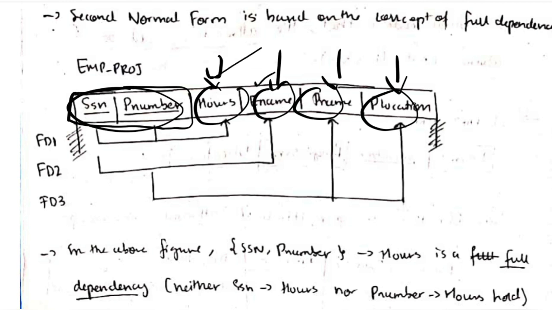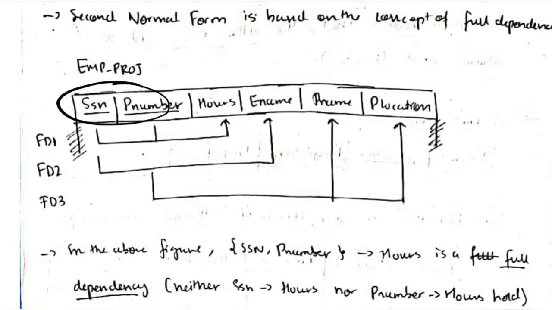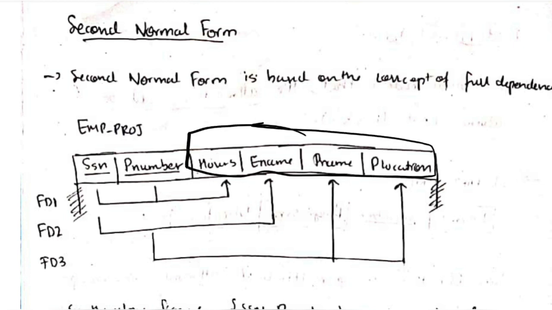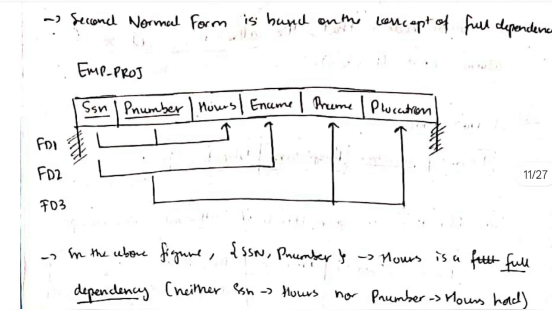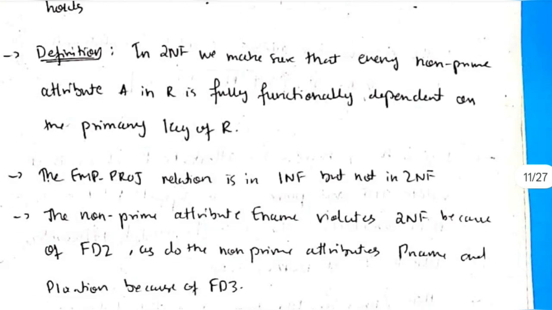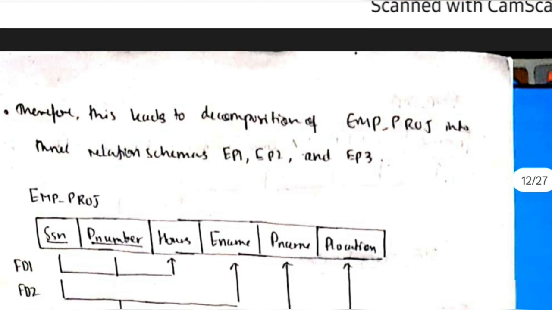But what about E name? What about P name? What about P location? They are not dependent totally on both of these, because E name is just dependent upon SSN and P name and P location are just dependent upon P number. So here is a partial dependency. In second normal form, every non-prime attribute should have full dependency. So we'll be separating them into different tables, because only FD1 is the full dependency, FD2 and FD3 are not full dependency. So what we do is, we'll be separating them into different relations such that we'll have like this.